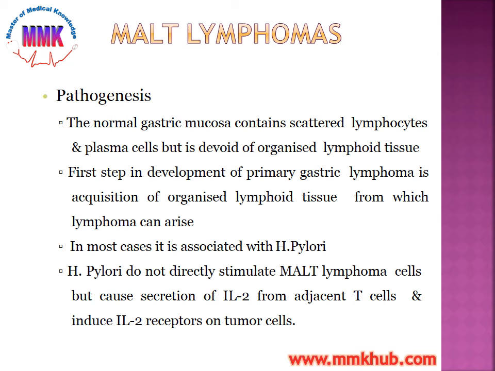As far as the pathogenesis of MALT lymphoma is concerned, the normal gastric mucosa contains scattered lymphocytes and plasma cells, but is devoid of organized lymphoid tissue. The first step in the development of primary gastric lymphoma is acquisition of organized lymphoid tissue from which lymphoma can arise.